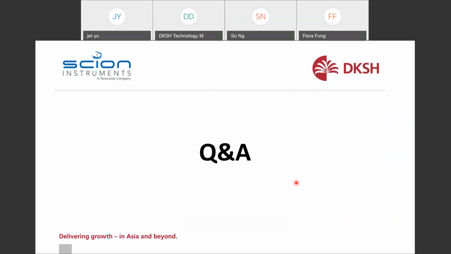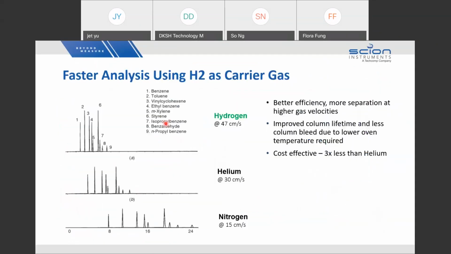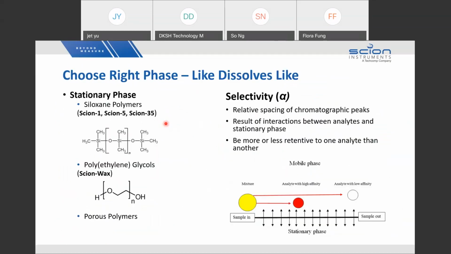Dr. Jett, can you go back to the slide with the right phase and explain, for a mixture with polar and non-polar compounds, what phase should we choose? The mix, right? This one, right? Can you see this one? Yes. That's the one. All right, let me close this one.